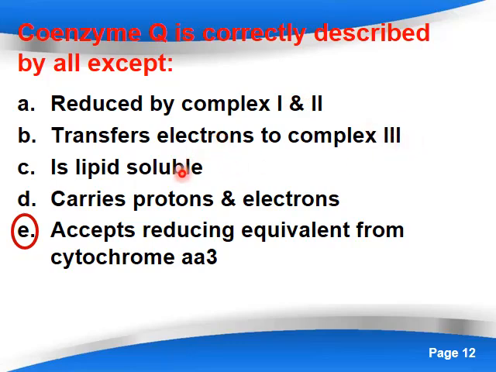It is lipid soluble, yes. It is the mobile one, and all the other parts are fixed. It is a carrier of protons and electrons, yes. It is QH2, which carries 2 electrons and 2 protons. Does it accept from cytochrome A and A3? No, it does not accept. It transfers to cytochrome A and A3, it does not accept from it. It accepts from cytochromes B and C, which are present in complex 3, and then transfers. The correct answer is that it transfers to complex 4, which is cytochrome A and A3.